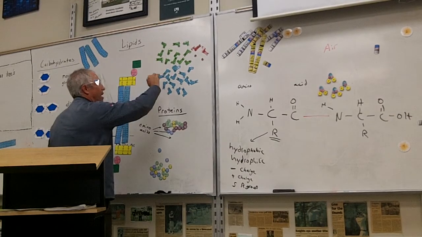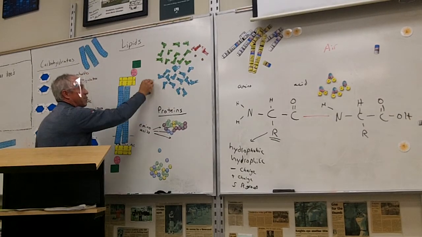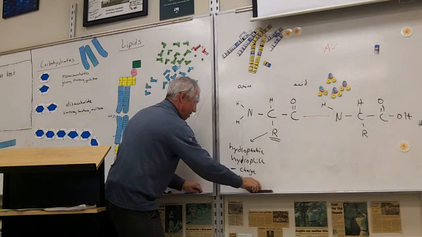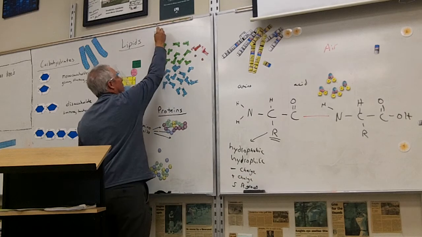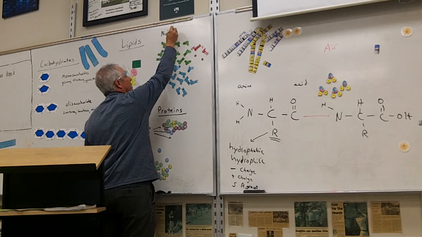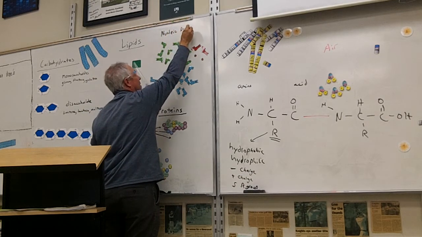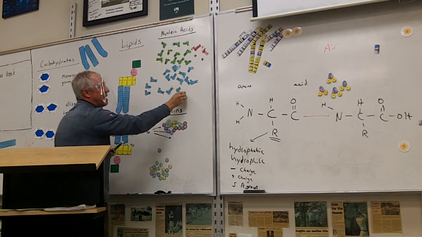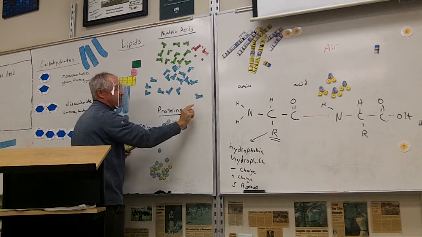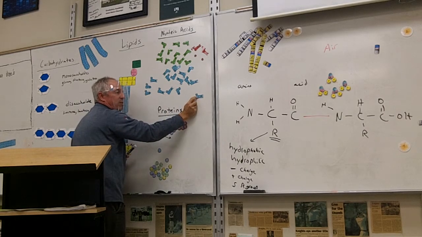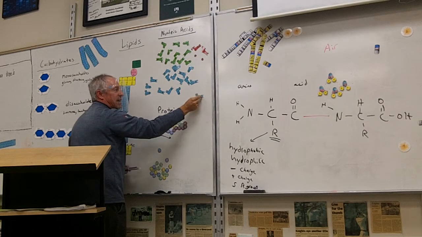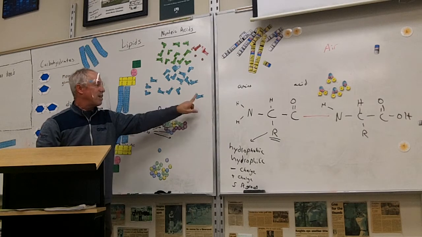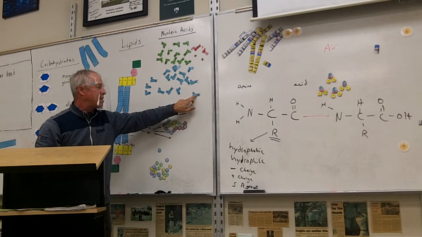Alright, so nucleic acids are made of these things. What are they called? Nucleotides. There's 3 things in a nucleotide: a sugar, a phosphate, and a nitrogen base. Sugar, phosphate, nitrogen base. The nitrogen bases are of 4 types.